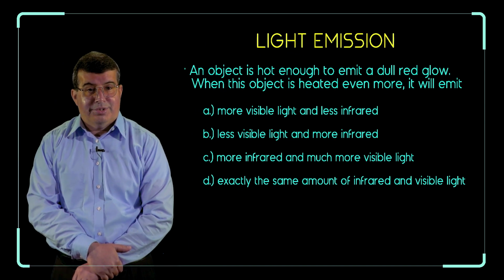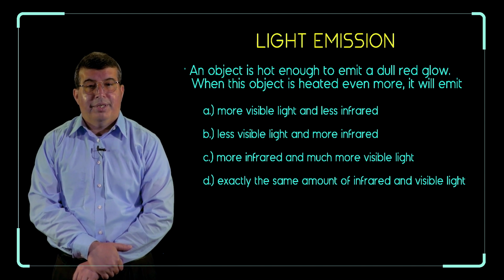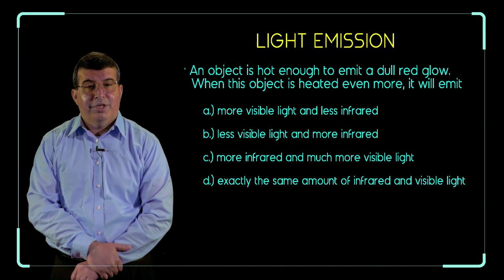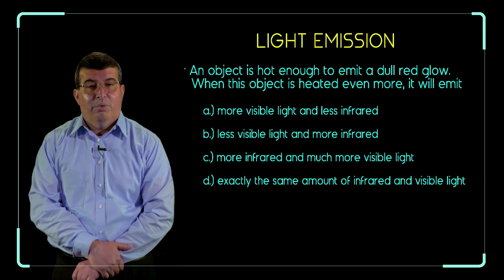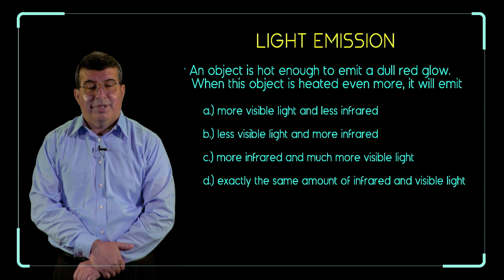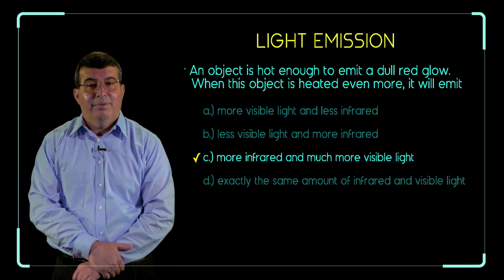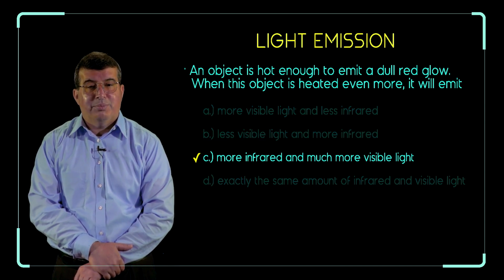Okay, as we saw in the simulation, when the temperature of a glowing object is increased, it gives off more light at all wavelengths. So as the object is heated even more, it will give off both more infrared and more visible light. So the correct answer is C, more infrared and much more visible light. That was the emission of light by matter.